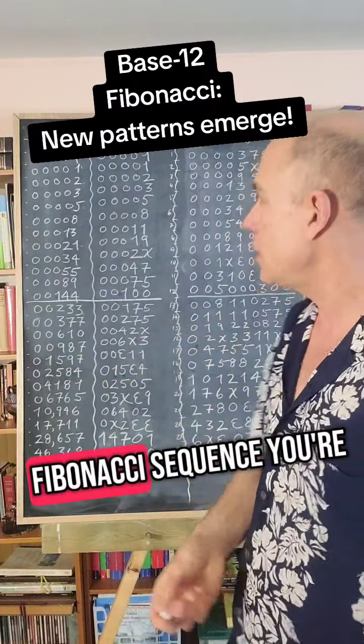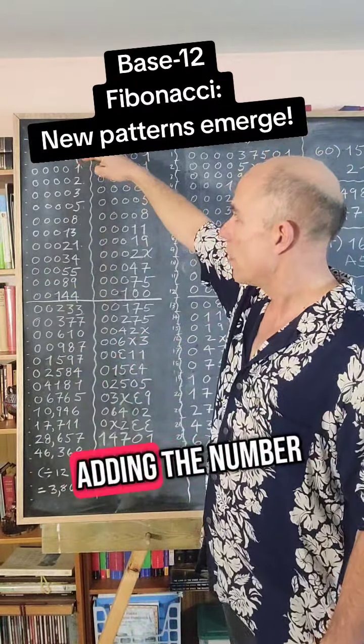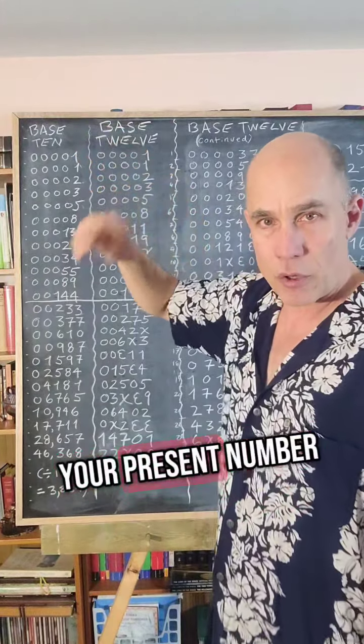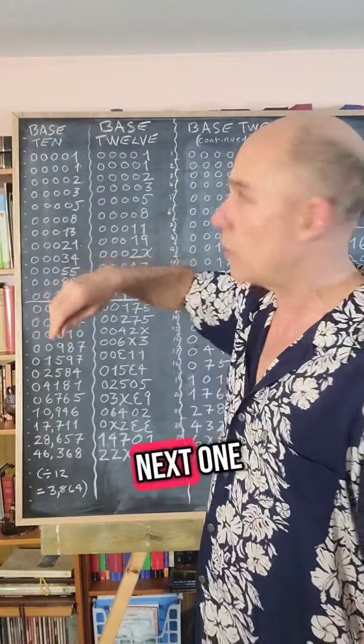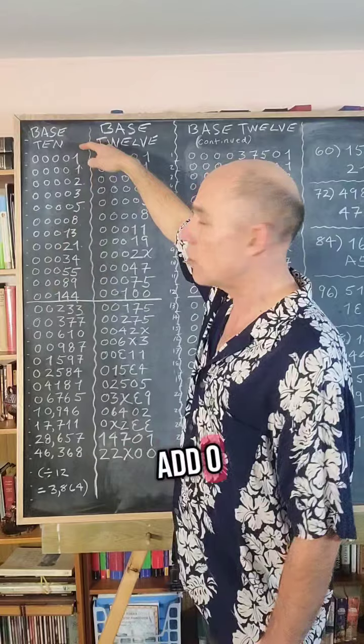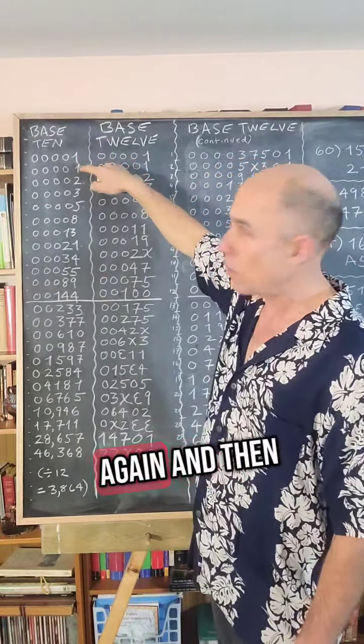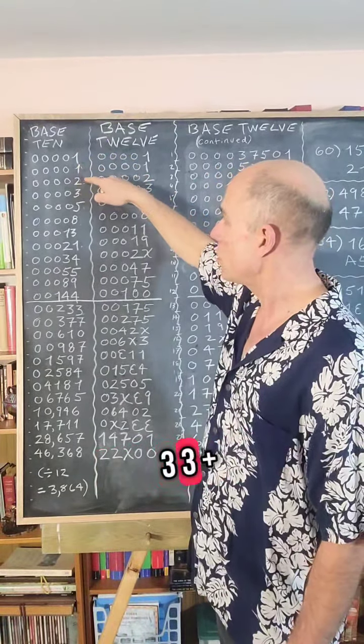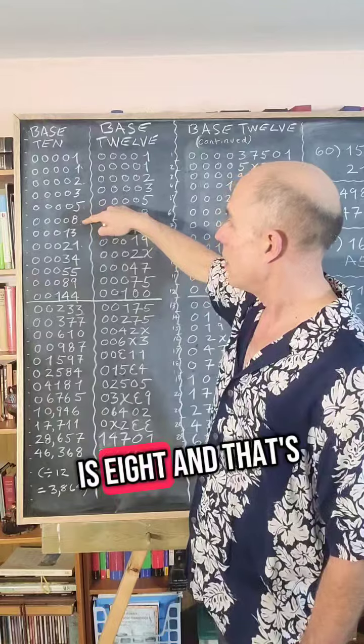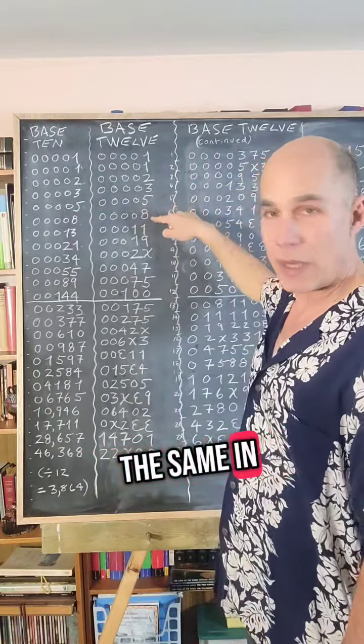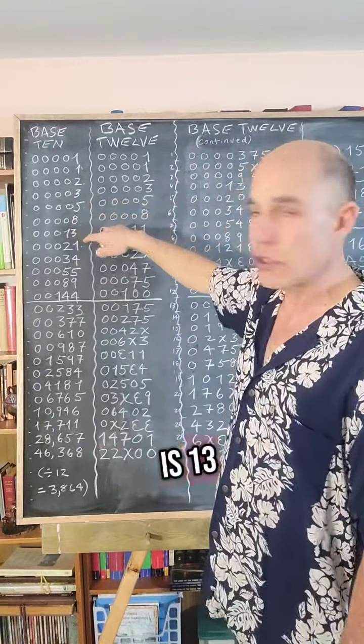So again, the Fibonacci sequence: you start with your present number and you add the one before to get the next one. So you start with 1, you add 0, you get 1 again, and then 1 plus 1 is 2, 2 plus 1 is 3, 3 plus 2 is 5, 5 plus 3 is 8. And it looks exactly the same in base 12, but 8 plus 5 is 13.